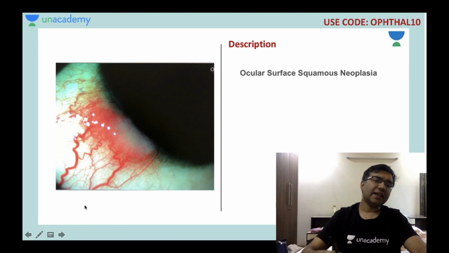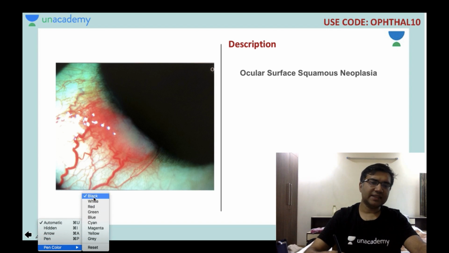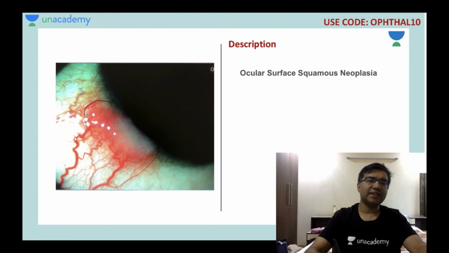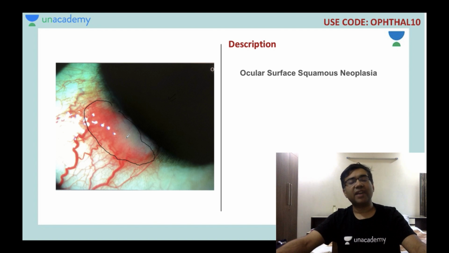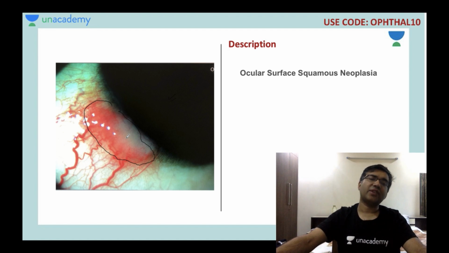Then they can give you a picture like this. Now see, this picture is not of a pinguecula or pterygium because it is not affecting the cornea. See, the cornea is clear here. It is just outside the cornea. So this can be a patient of ocular surface squamous neoplasia. Remember, whenever we talk about ocular surface squamous neoplasia, the final diagnosis has to be done after doing a biopsy. But definitely this is not a pterygium, this is not a pinguecula.